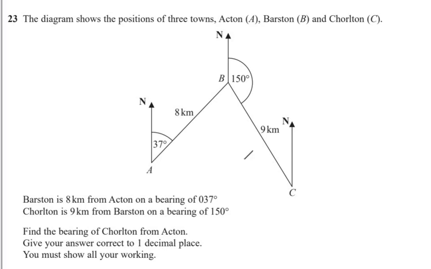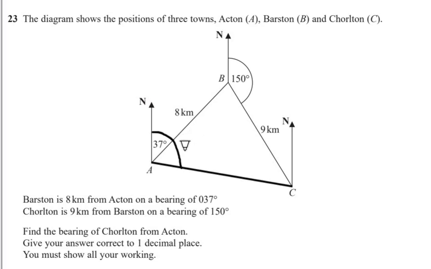Hi guys, so here's a problem on bearing, and this is the situation. We have to find the bearing of C from A. So C from A, let's draw a line from A to C, and the bearing of C from A will be 37 plus this angle. All right, so that is the bearing of C from A. You have to go clockwise from the north line.